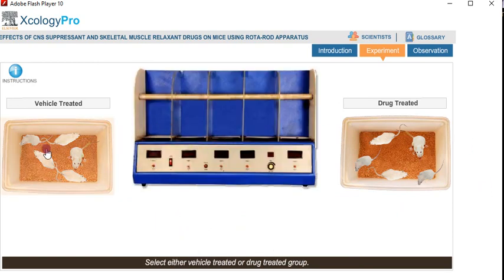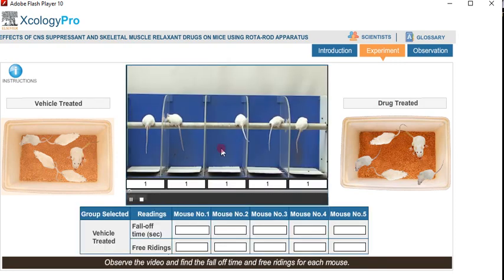You can go with the vehicle treatment. If it is vehicle treated, you have to pick the mice. You can see the mouse having free riding, and similarly you can have some reading. Similarly, you can see there are different fall of time. If a fall of time is there, you can count.